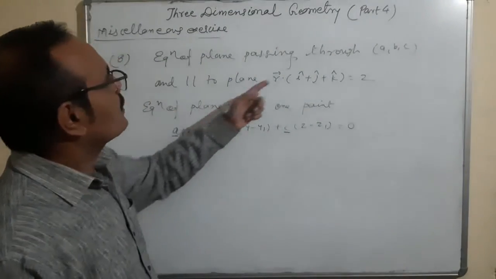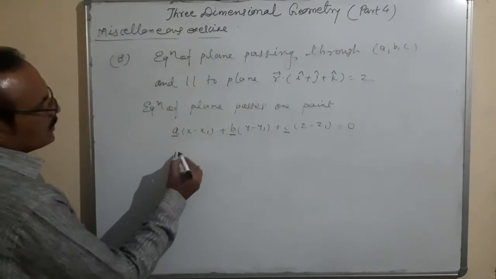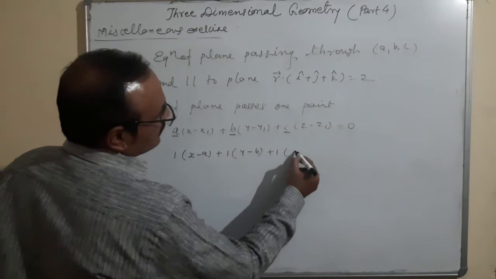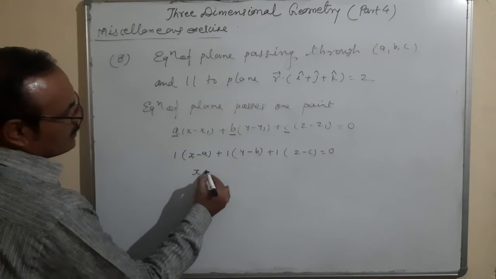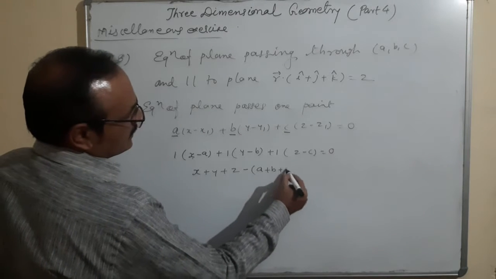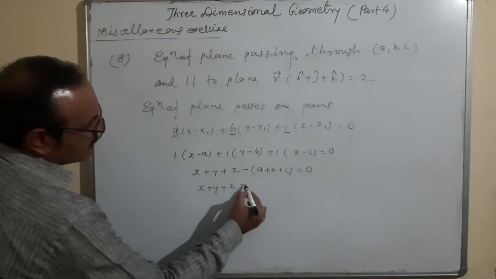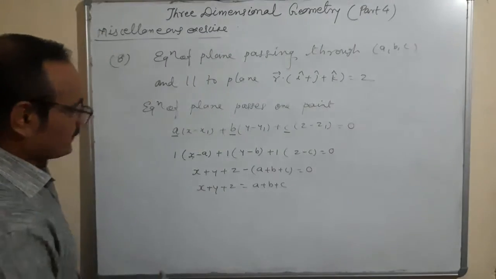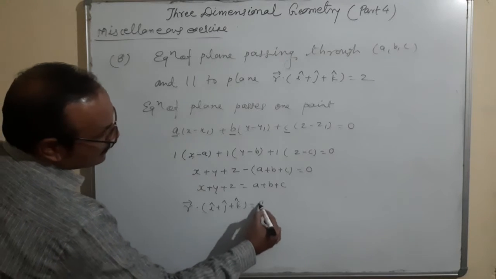And the plane is passing through the point A, B, C. So in place of x1, y1, z1, it is a, b and c. So that means it is 1(x minus a) plus 1(y minus b) plus 1(z minus c) is equal to 0. Therefore, x plus y plus z minus (a plus b plus c) is equal to 0. That means x plus y plus z is equal to a plus b plus c. If you want to write it in vector form, it is vector r dot (i plus j plus k) is equal to a plus b plus c.